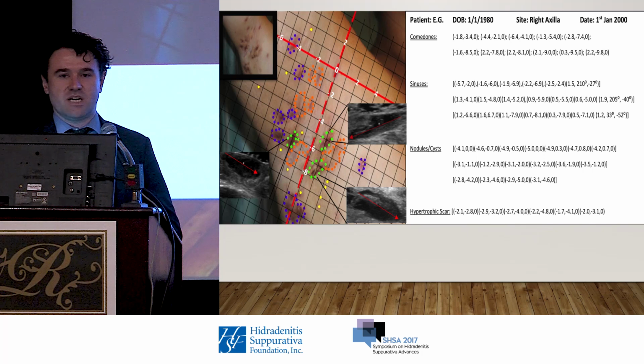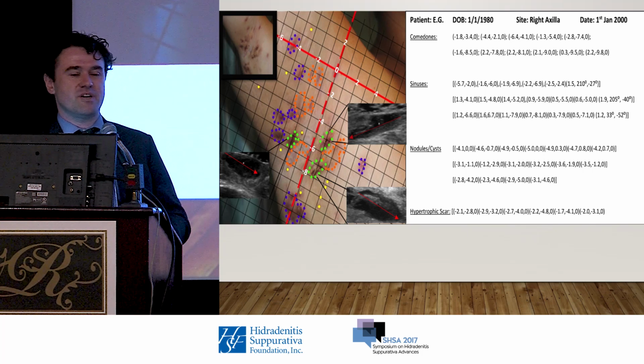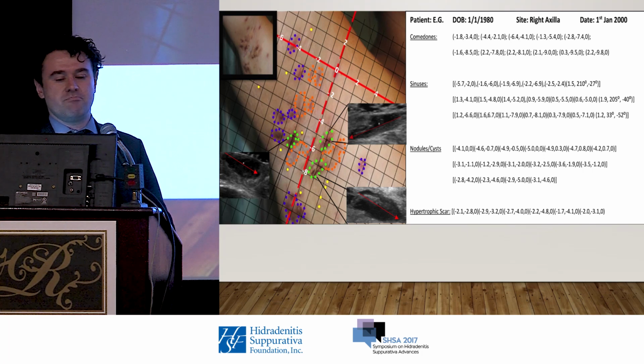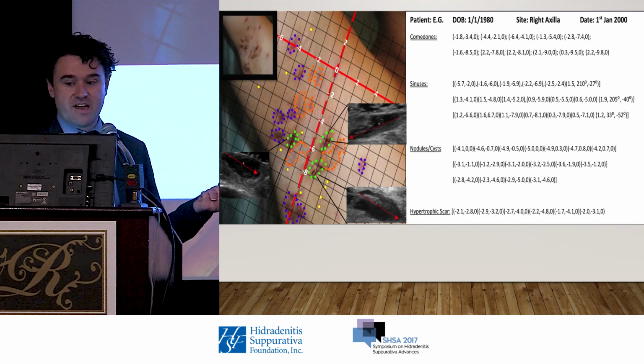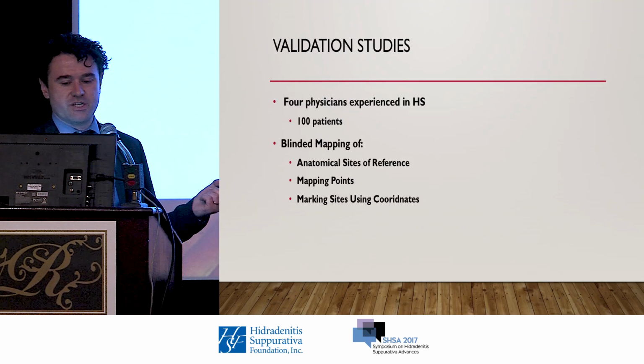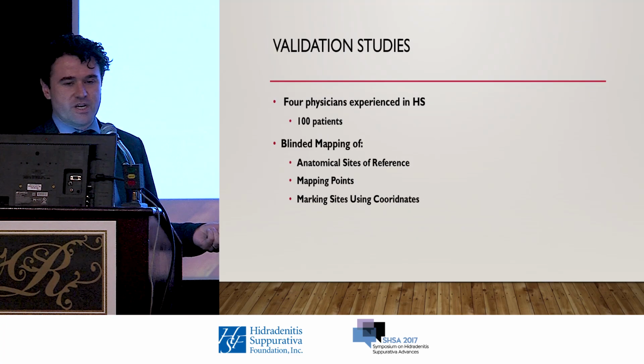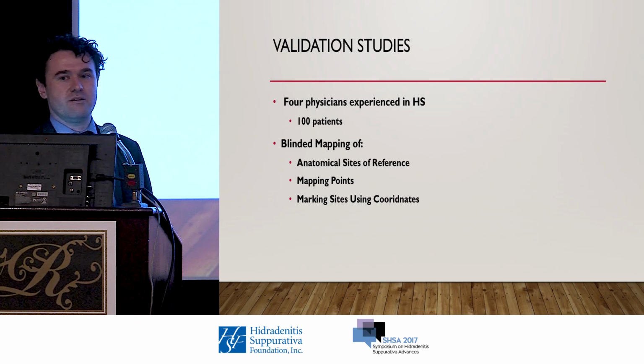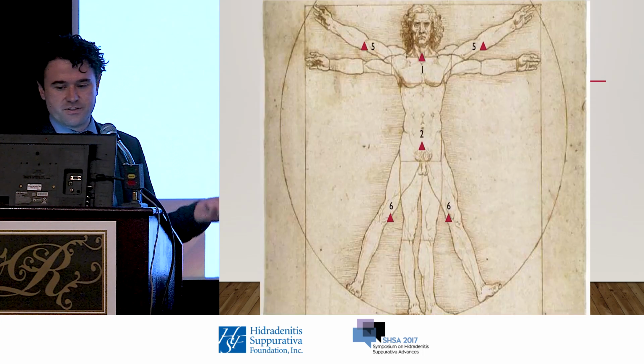And at the moment that can be done subjectively, but this presents one of the first objective measurement tools, which we hope to then validate in larger cohorts. So at the moment we've done some initial validation studies, in which we had 100 patients with 4 HS physicians, currently in my research group, where we had blinded mapping of the anatomical sites of reference to see how accurately and how closely these were mapped to each other, the origin points as well, and then marking out a certain number of sites using pre-written coordinates across the 4 different physicians.